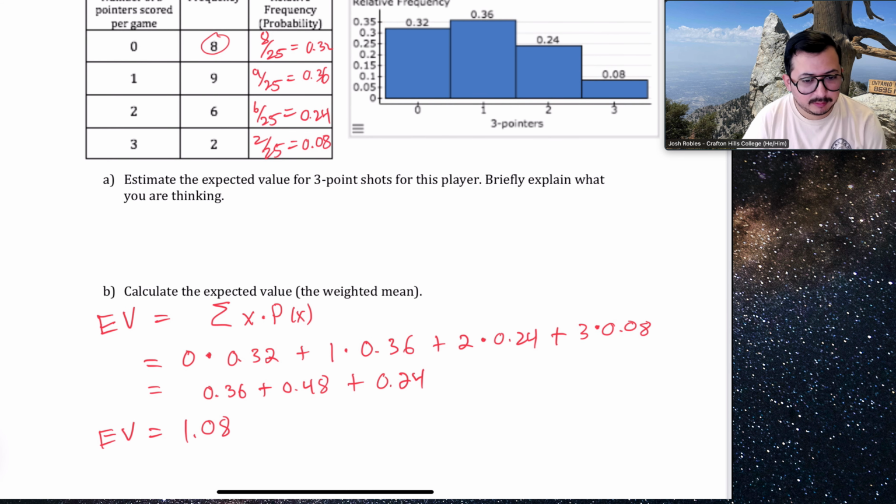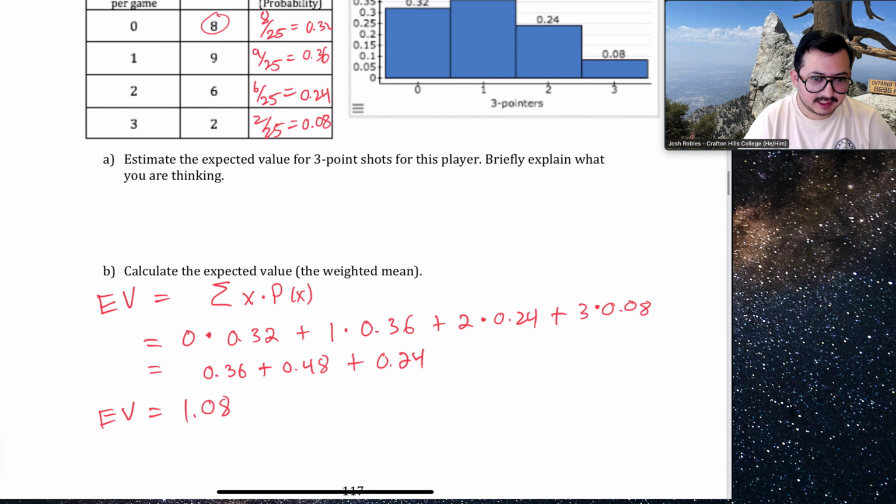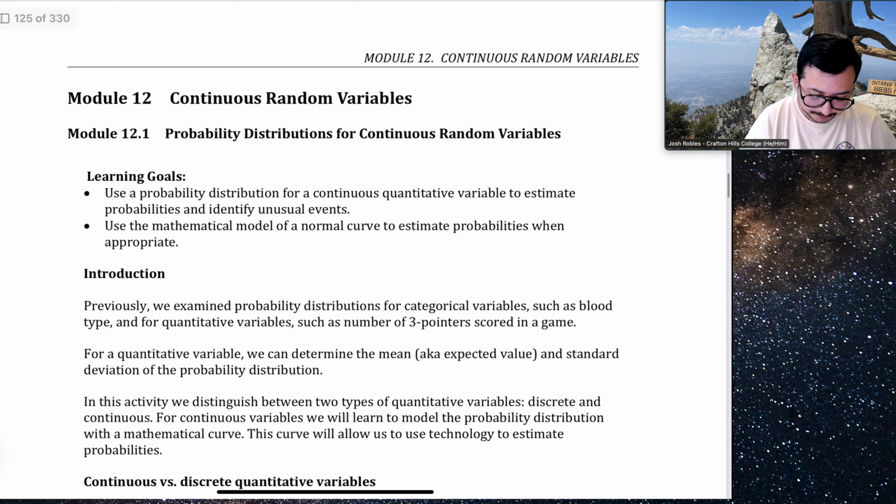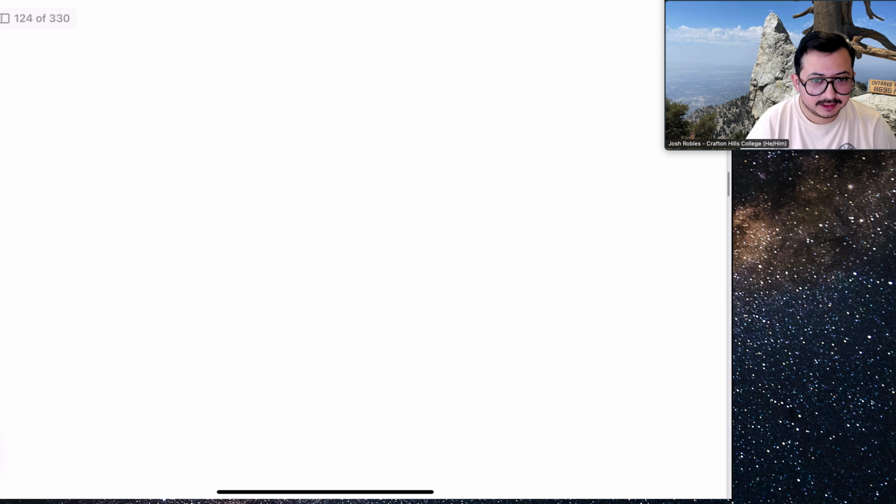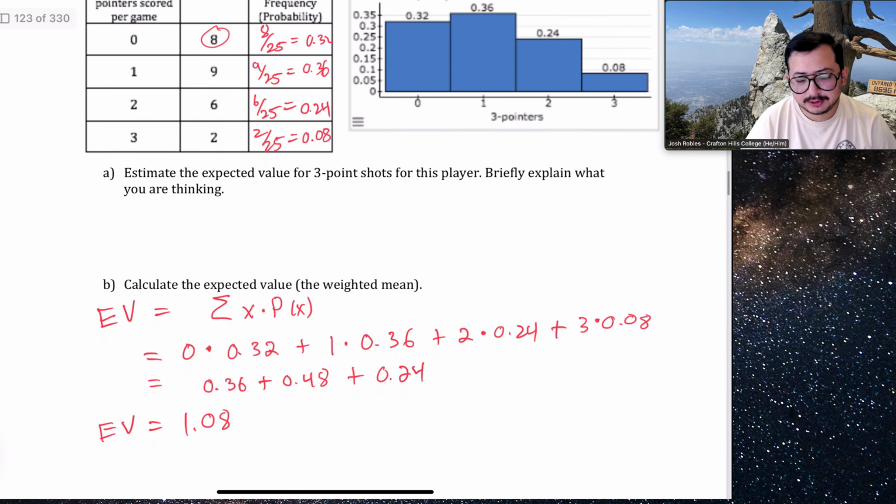So how many three-pointers is this person expected to make in a game? 1.08, right? So a little more than 1 is another way to think about that. Most of the time, this person makes a little more than 1 three-pointer, but not all the way to 2. So that is the way to interpret this. It's identical to the idea of average. Right, I believe that finishes off Module 11 in Unit 5. And next we're going to switch up the type of data we choose to understand. So I will see you in Module 12.